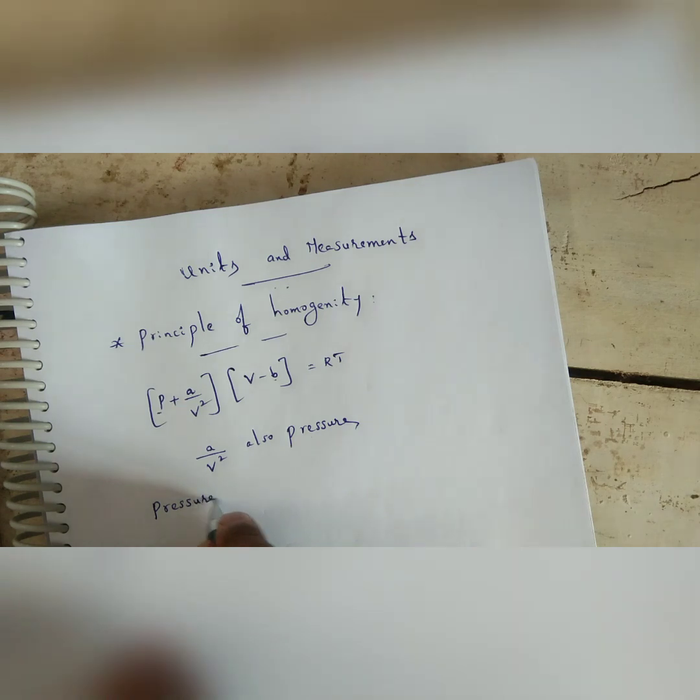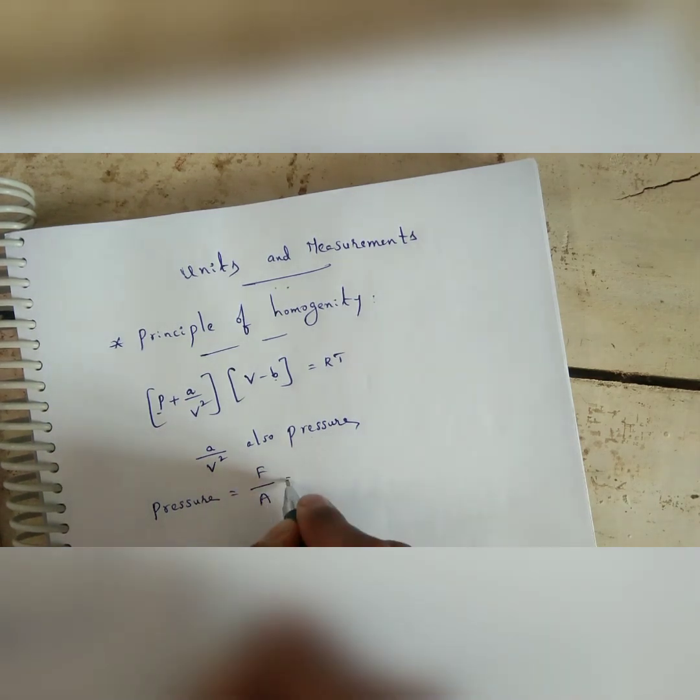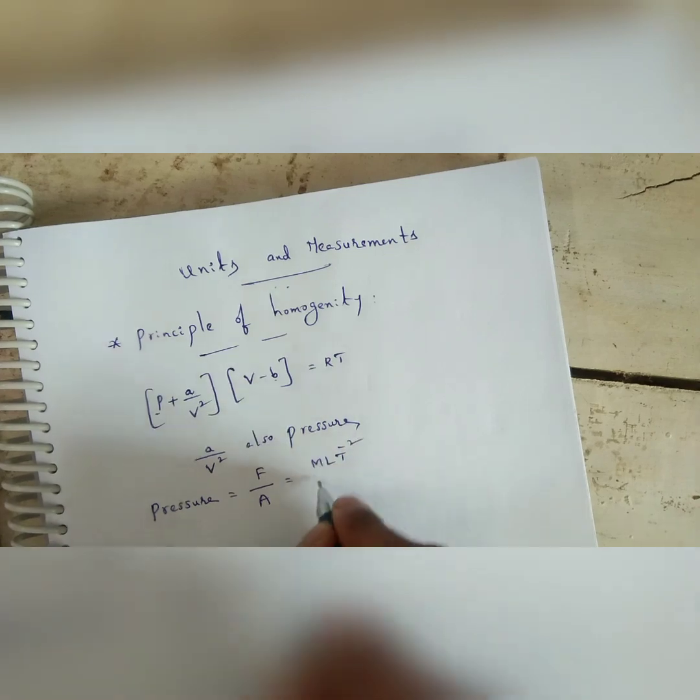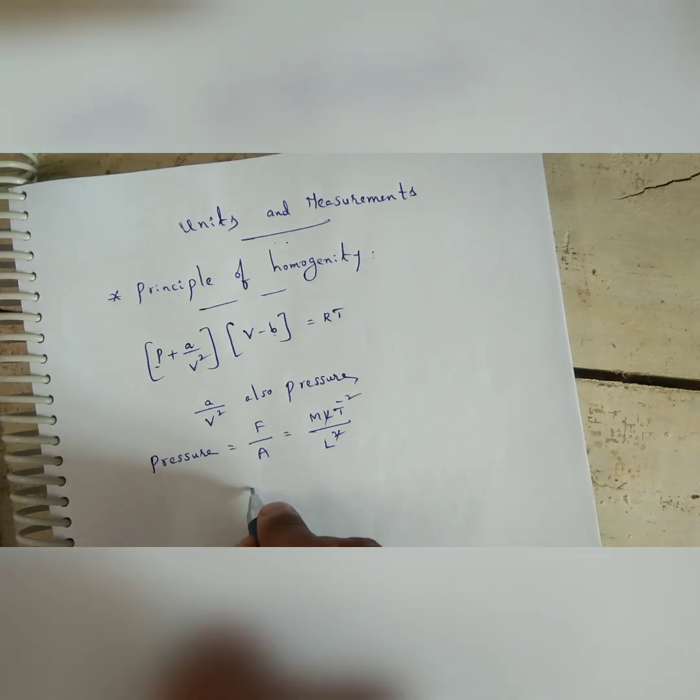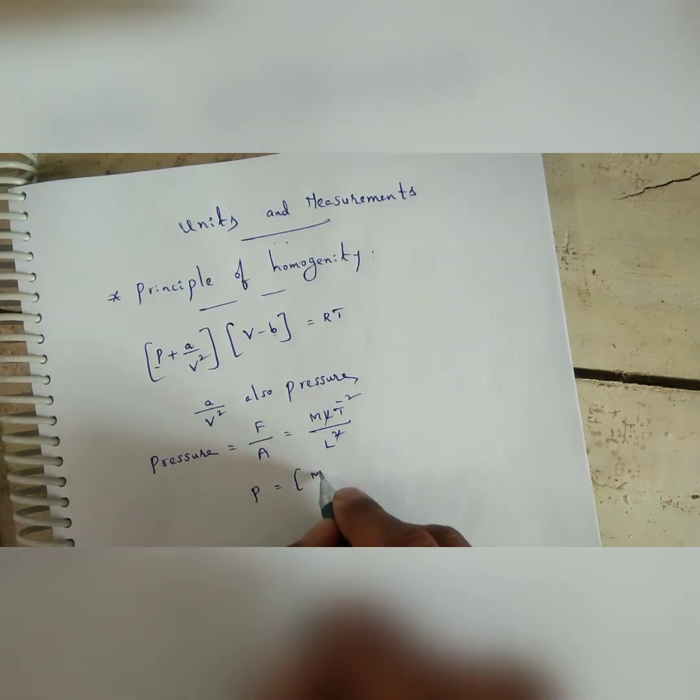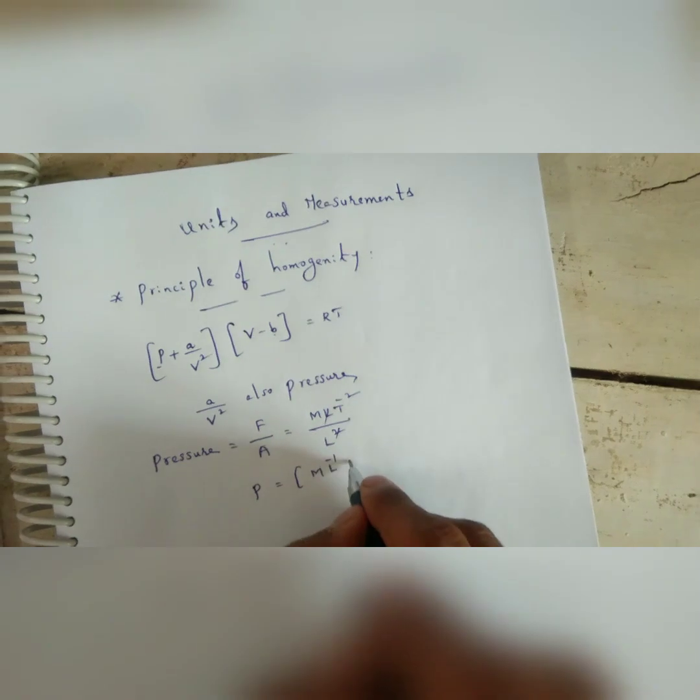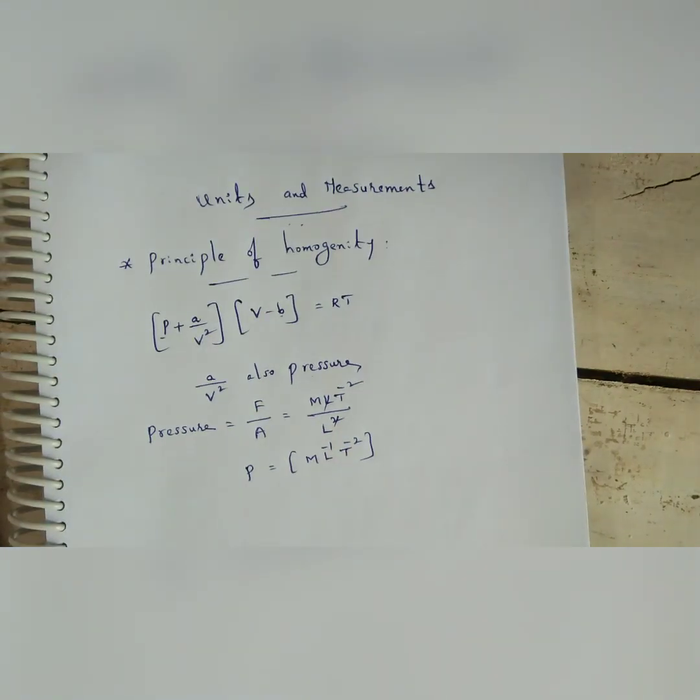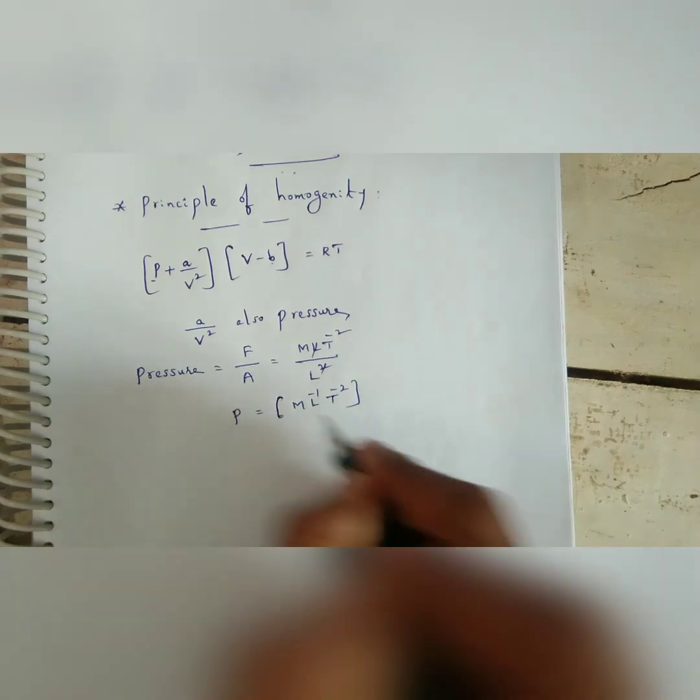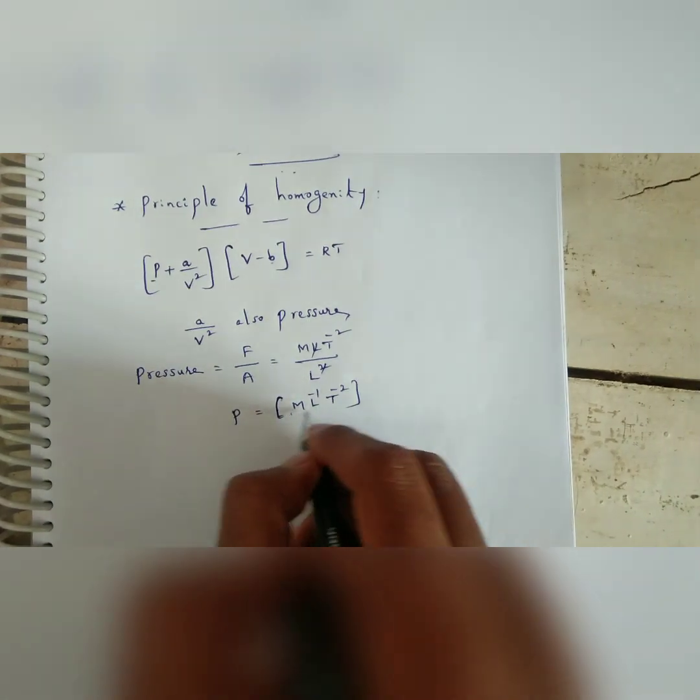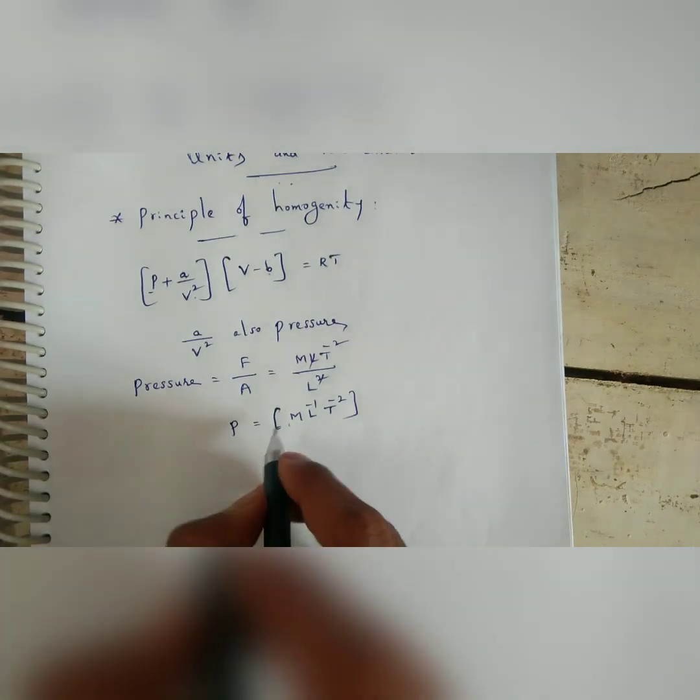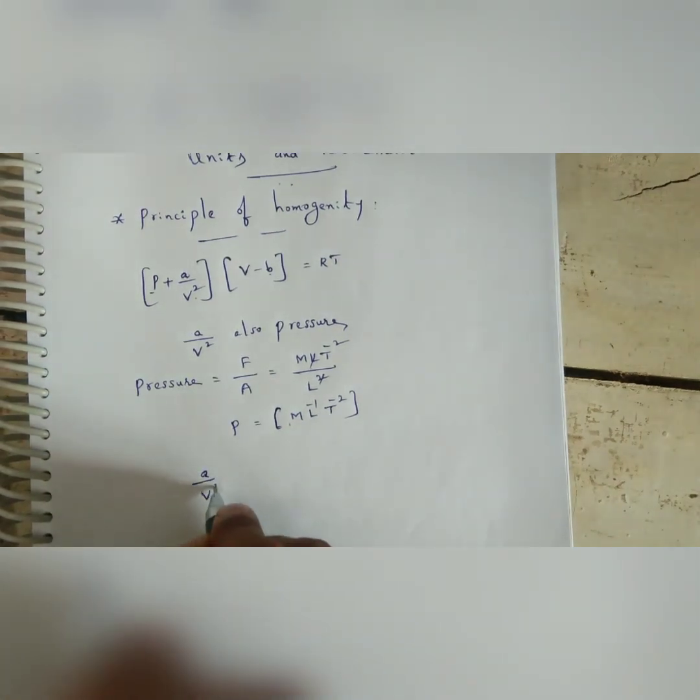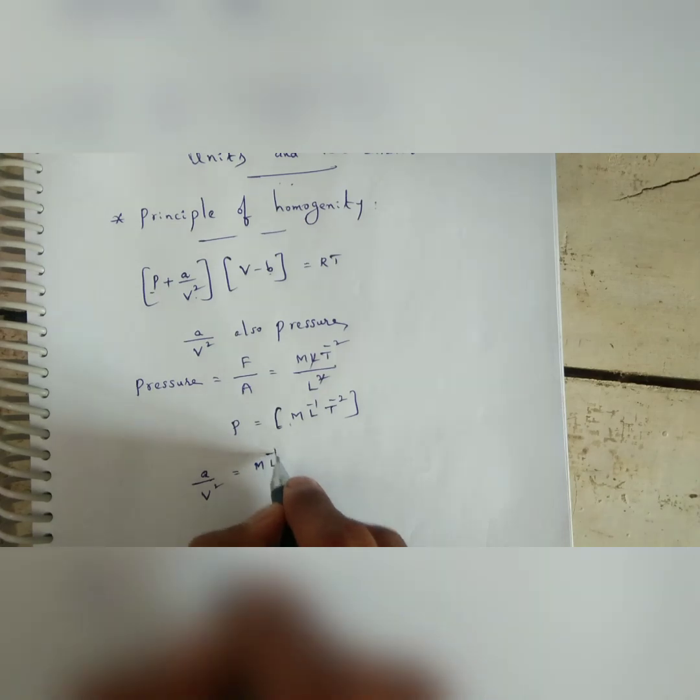Pressure is equal to force by area. Force has the dimensional formula MLT⁻², and area is L², so one L gets cancelled. Then the pressure dimensional formula is M L⁻¹ T⁻². This is the pressure. The same dimensional formula applies to a/V² also, because pressure is added with pressure only, and that's why a/V² has the dimensional formula of pressure.